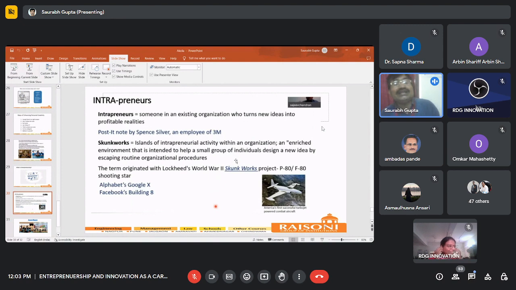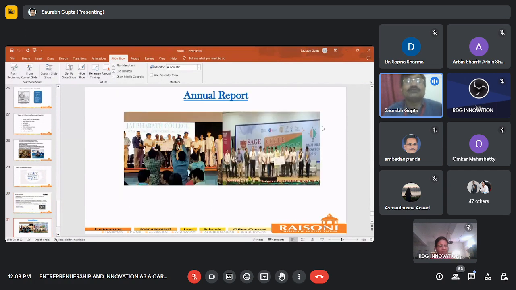And second thing is intrapreneur, that is someone in an existing organization who turns new ideas into profitable realities. Okay, this is for entrepreneur. This is some terminology in entrepreneurship. So that's why I told.